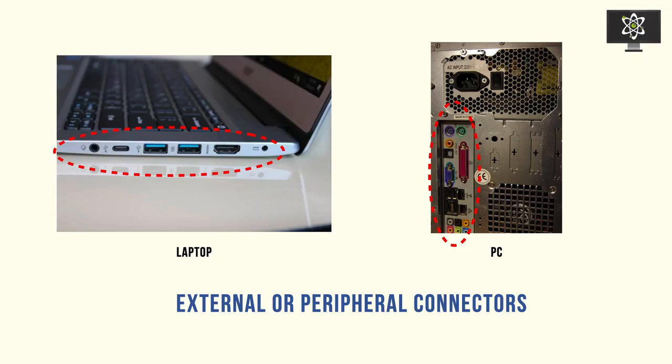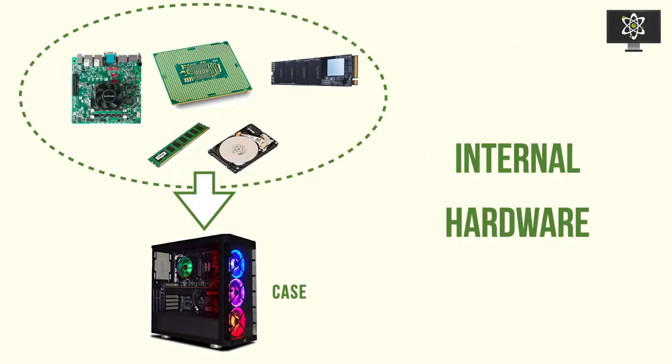It's either on the front lower part of the PC, those docks, or it's on the back. You always find them on the back. Very sophisticated bunch of ports, and those are external or peripheral connectors. So connectors are another word for port. And in this video, we'll be focusing on internal hardware.